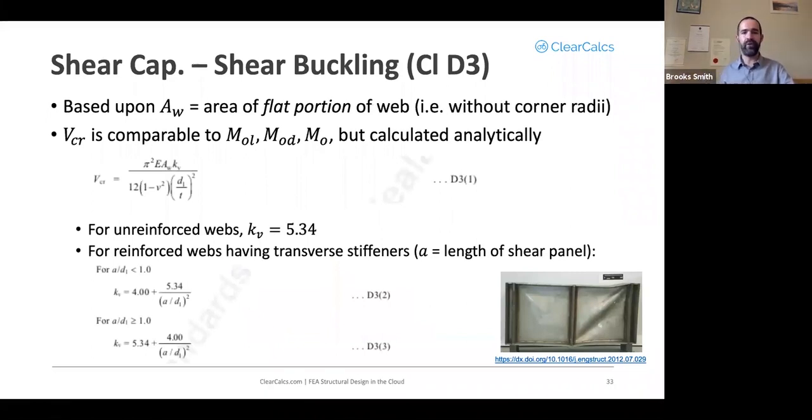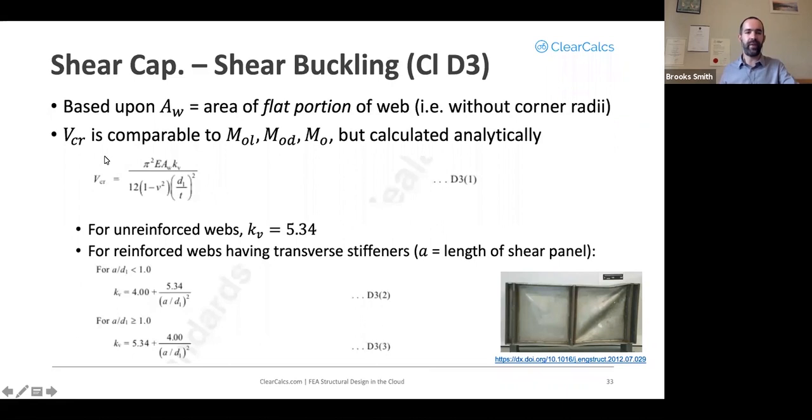So then moving on to shear calculations. Shear is based upon the area of the flat portion of the web. So that's just important. It's a flat portion, so you're excluding the corner radii. It's not the total height of the section.